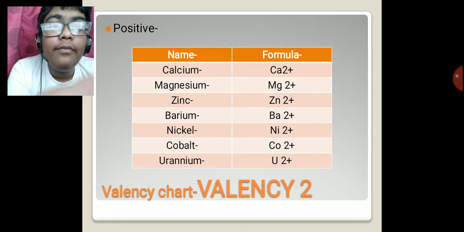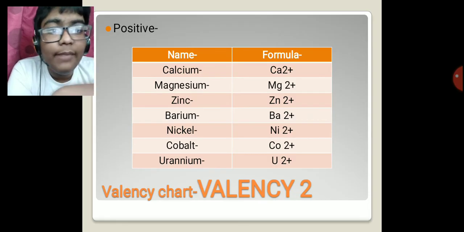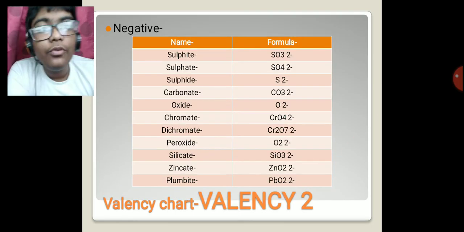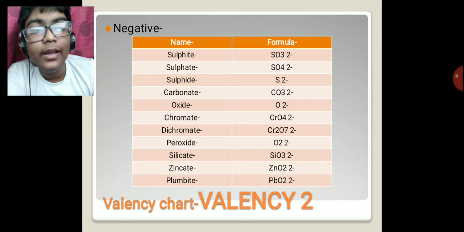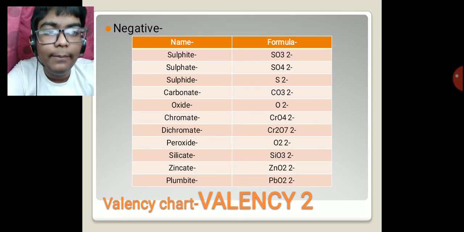Then you also have valency 2. In positive you have calcium, magnesium, zinc, barium, nickel, cobalt, uranium. While in negative valency 2 you have sulfite, sulfate, sulfide, carbonate, oxide, chromate, dichromate, peroxide, silicate, zincate, plumbite.